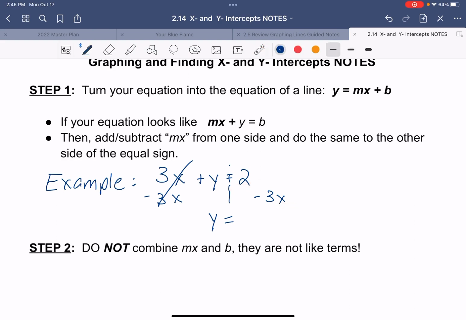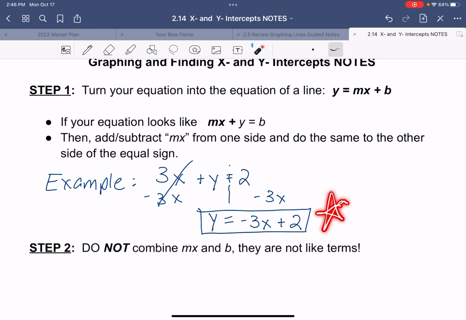All you have to do is just put your mx, which is this, plus b, which is this. So let's just rewrite this. On this side of the equation, I have negative 3x plus 2. This now is my new equation of the line. Does it match y equals mx plus b? Yes, it does. Woohoo! So now I can graph this.